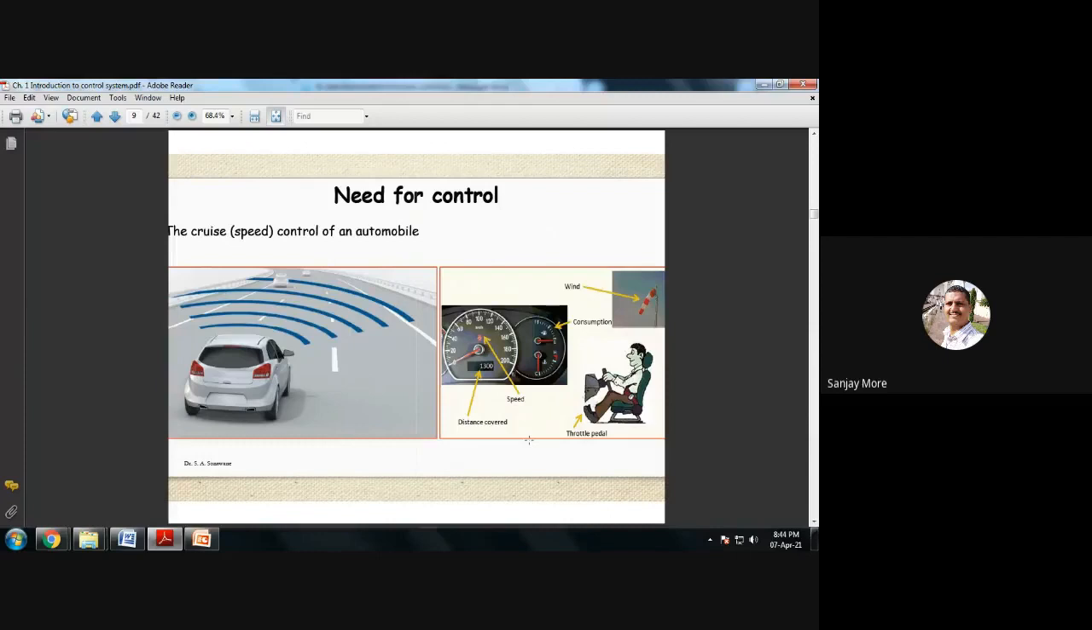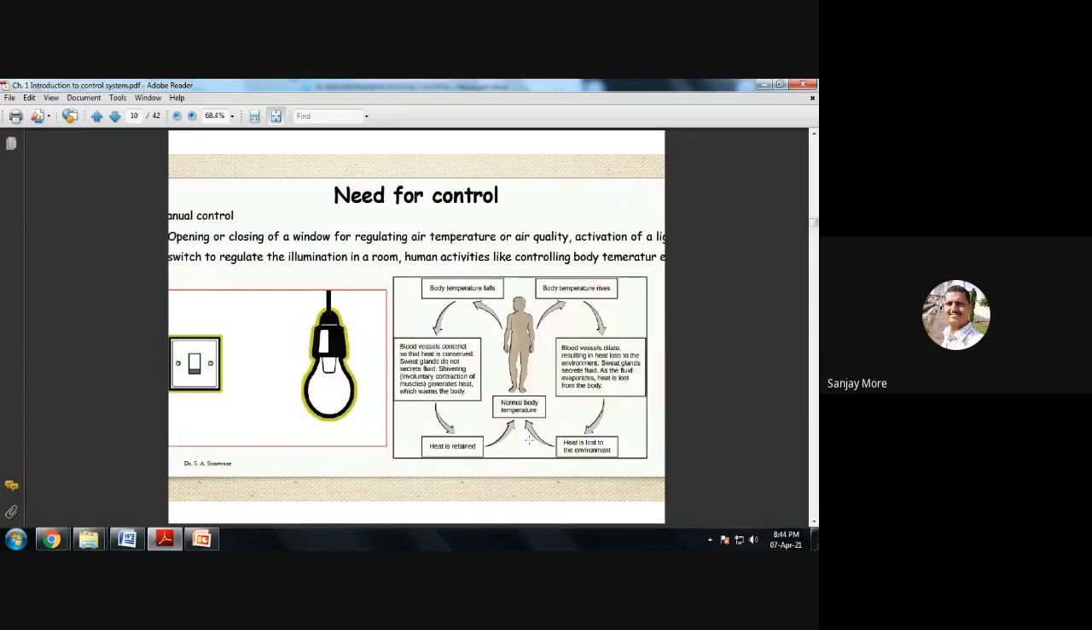This example is already studied, the speed control of the automobile. When you apply pressure on the accelerator pedal, your vehicle speed is increased, and when you remove pressure on the accelerator pedal, your vehicle speed is reduced. So this is manual control system and automatic control system. This next part is open loop control system and closed loop control system.